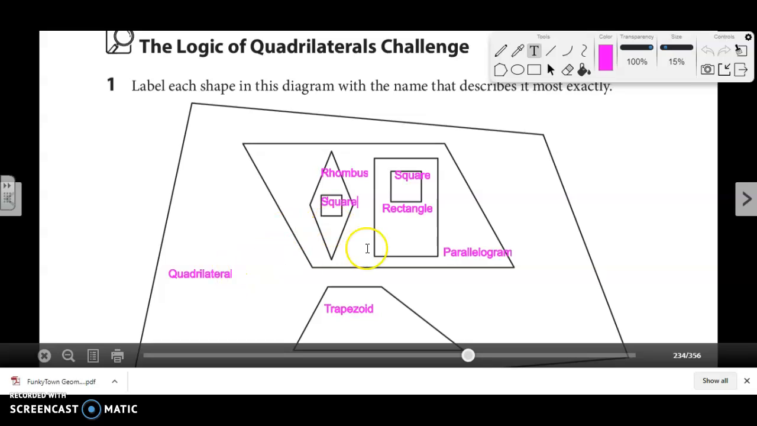So you notice that all of the shapes inside the quadrilateral are quadrilaterals, and all the shapes inside the parallelogram are parallelograms also. Inside the rhombus, a square is also a rhombus, and inside the rectangle, a square is also a rectangle.